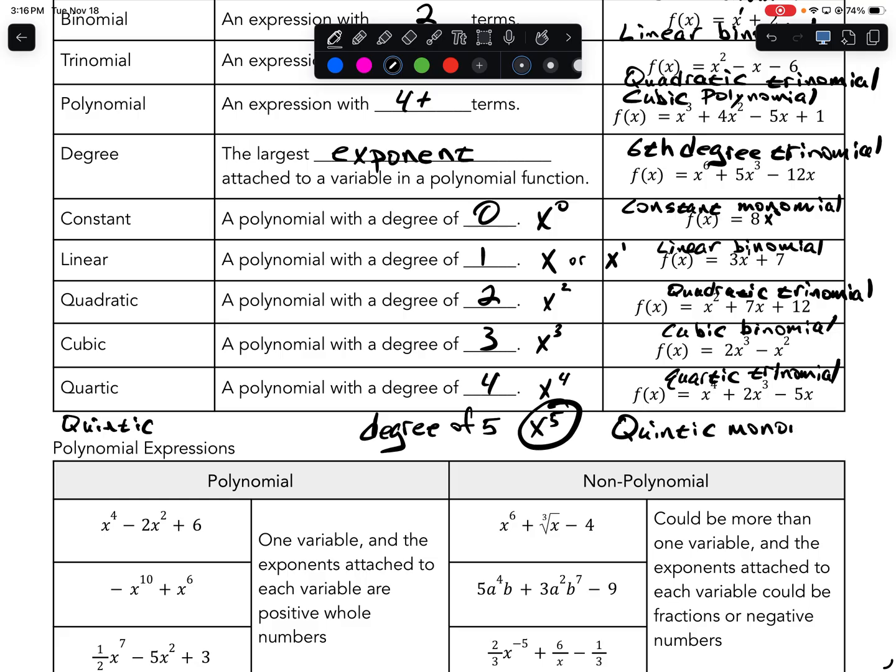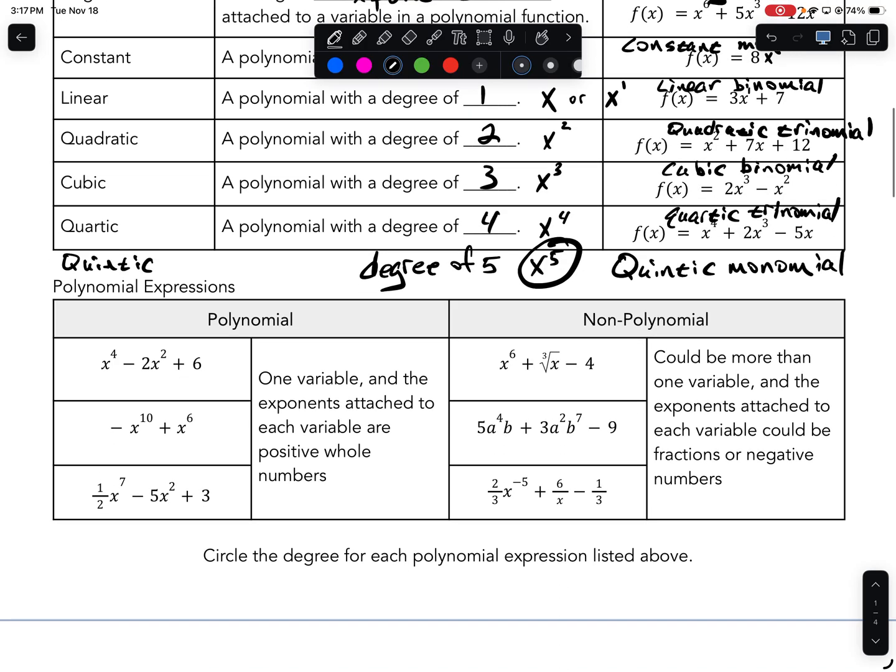Monomial. If it's 6 and above, not 5. 5's quintic. 6 is just 6th degree. They ran out of gas after 5. That's fine. There's a name for it, but they don't ever use it.